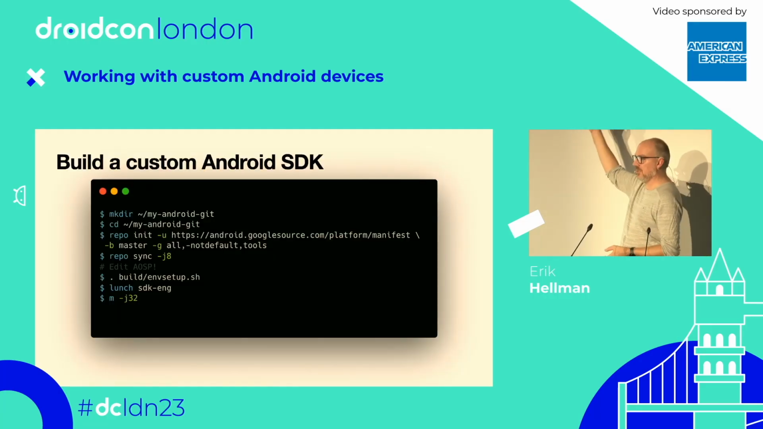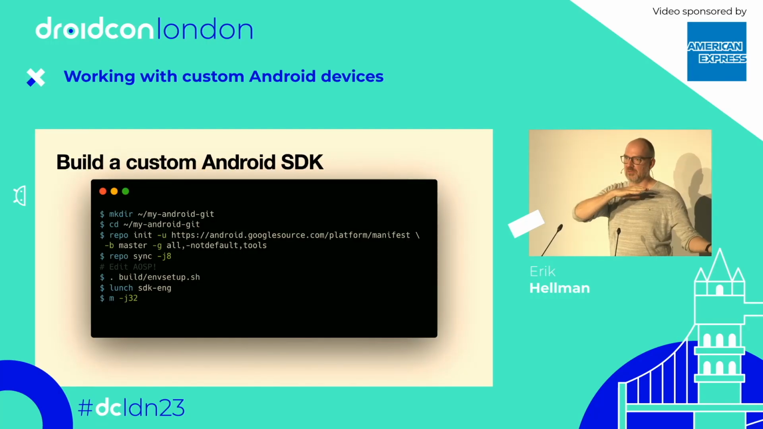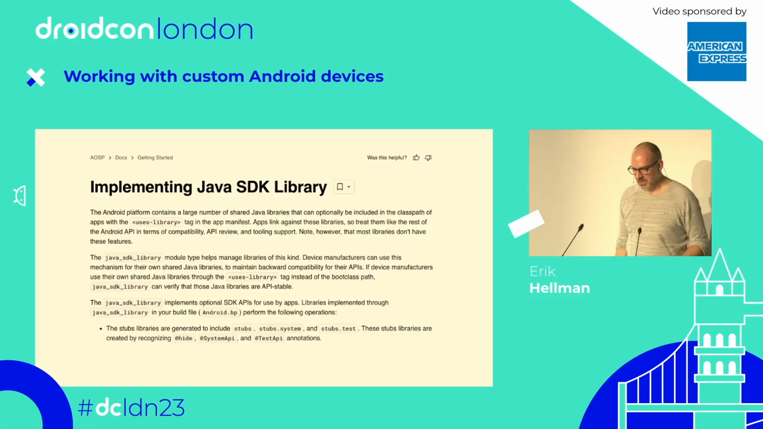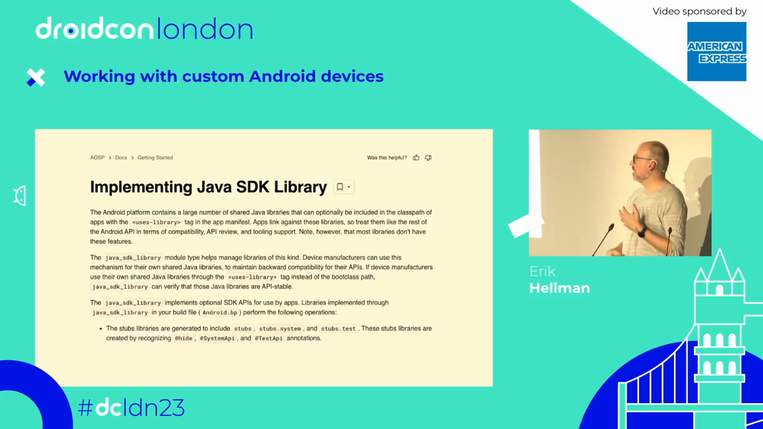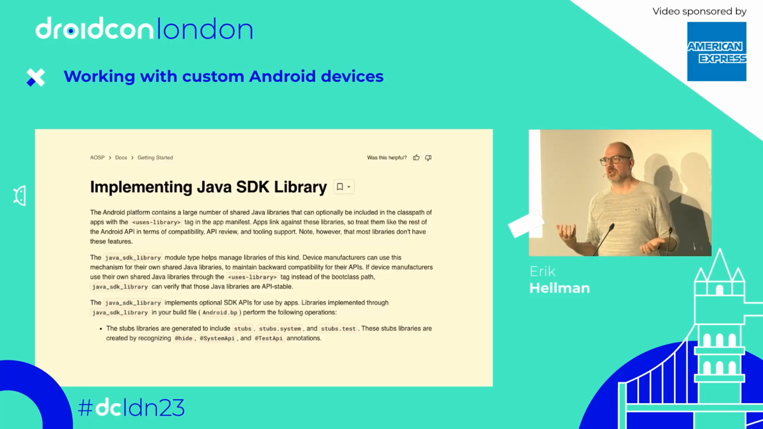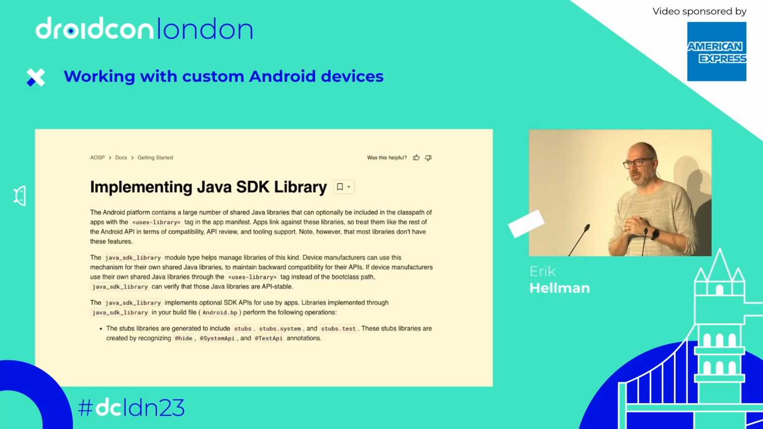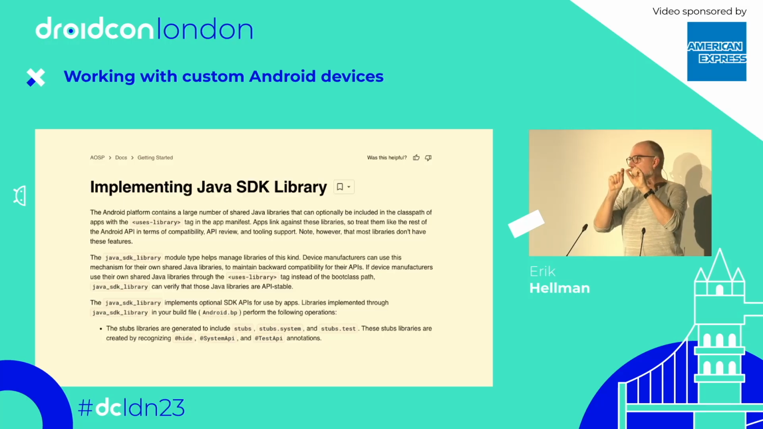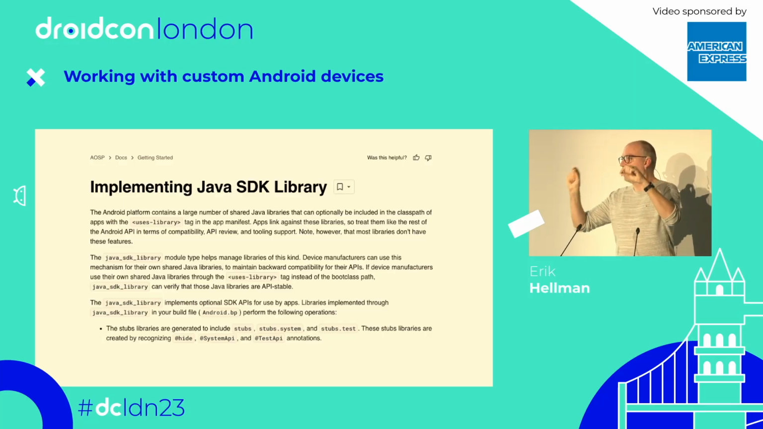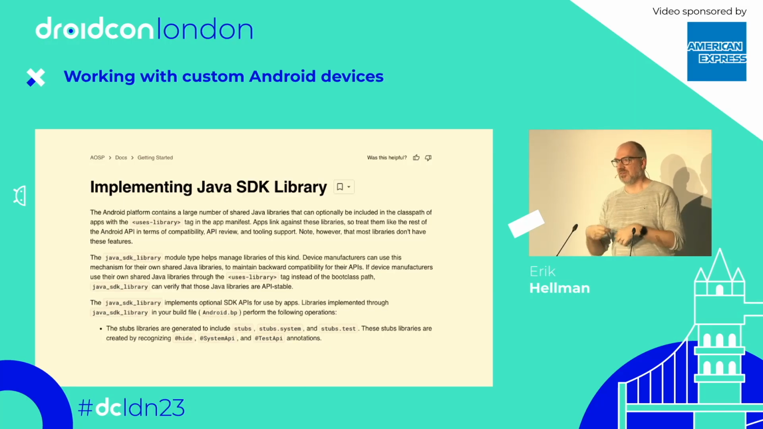You can build a custom SDK, pretty much the same thing as previously, and you have to maintain that one, you have to install it, and everyone has to use it. Now, a more long-term solution, especially if you're using a lot of hidden stuff, is to create a Java SDK library. You know how back in the days we could add this uses-library in our manifest? That's the thing you're doing. You're basically building a shared Java library where everything is published.